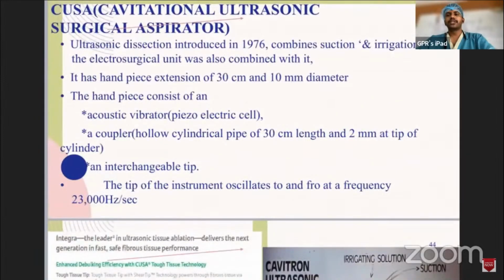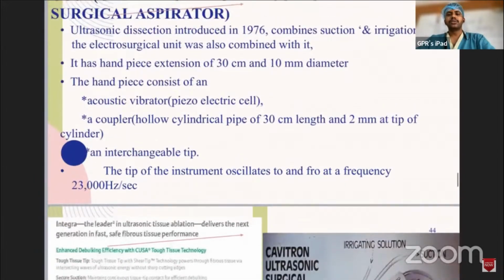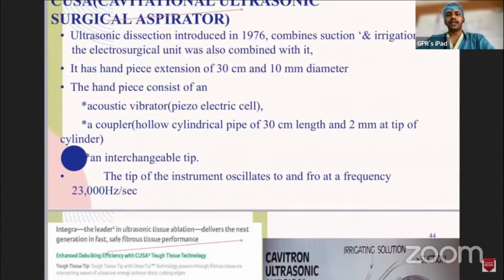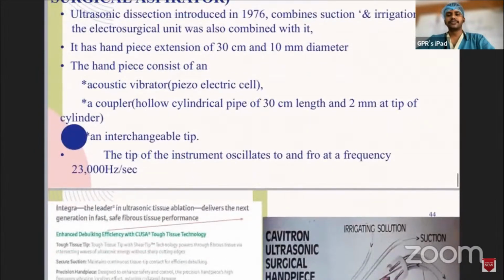Next comes the CUSA, which is like an advanced instrument of all. Ultrasonic dissection was introduced in 1976, which, combined with the suction and irrigation effect, can be used in places where there is more water content and less blood flow. It comes with a handpiece extension, which could be 30 centimeters long or 10 millimeters in diameter. This is an acoustic vibrator which has a coupler and an interchangeable tip, oscillating at a frequency of 23,000 hertz.